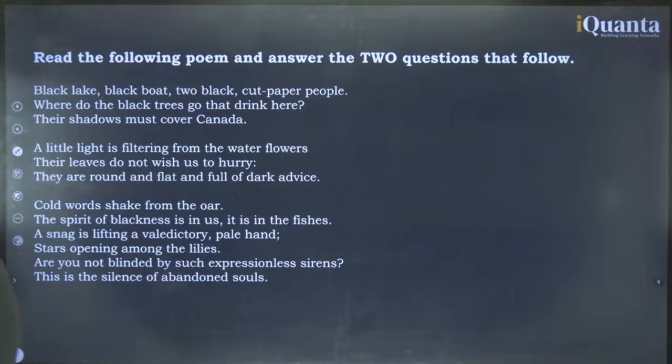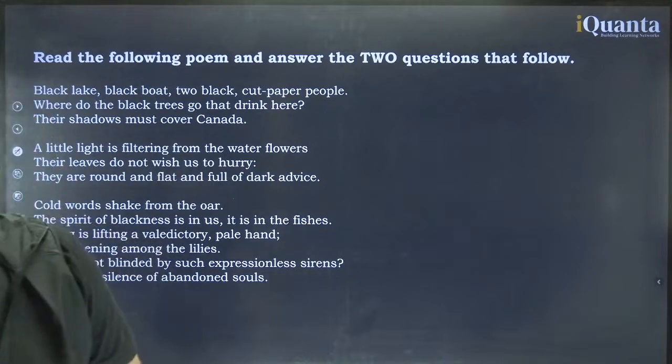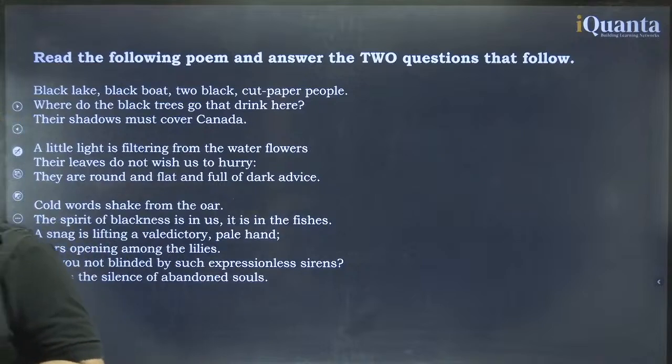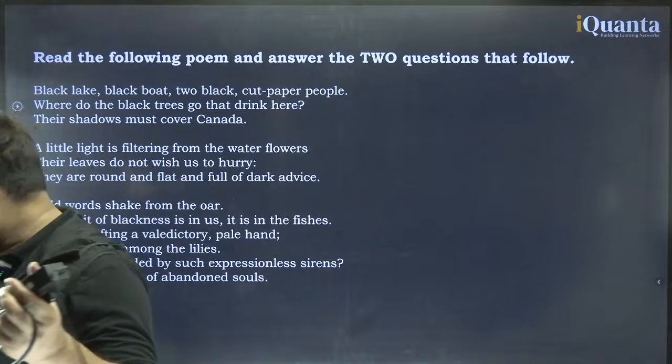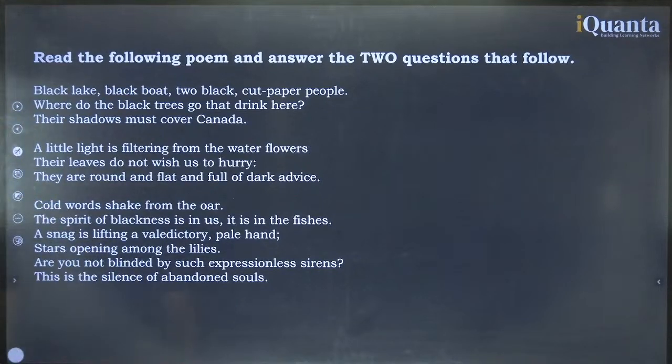It starts with black lake, black boat, two black cut paper people. Did you notice that in the first line itself, black has been used thrice? Yes or no? And when you read that, probably certain things might have come to your mind. So much black. So you must have thought this is something ominous, something evil, something sad, bad, dark, death, or whatever, isn't it? You must have felt that. Is that right?